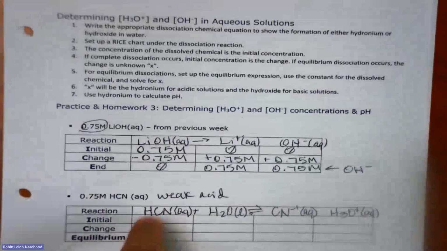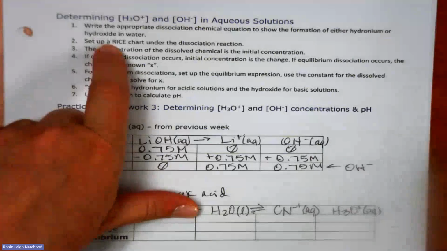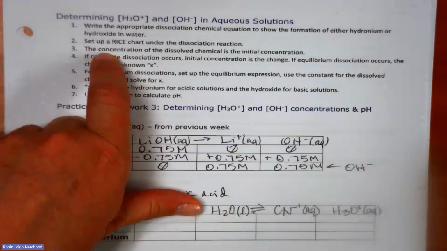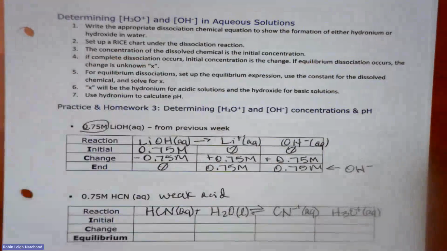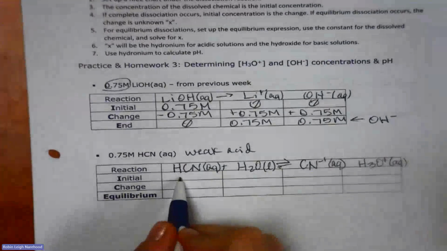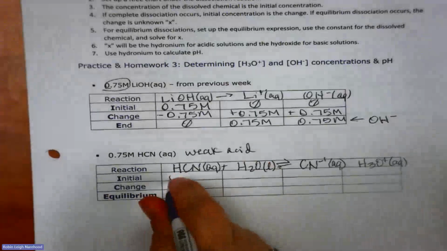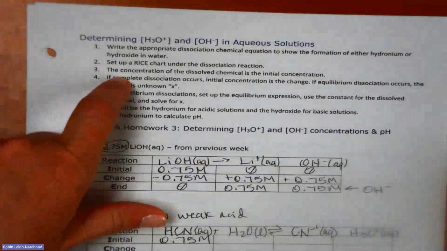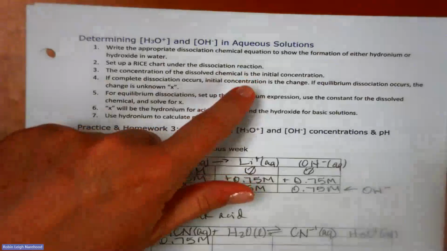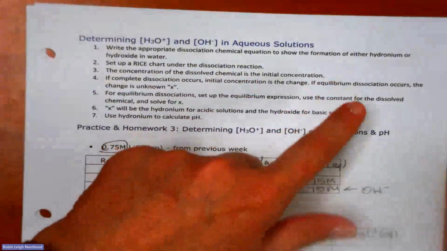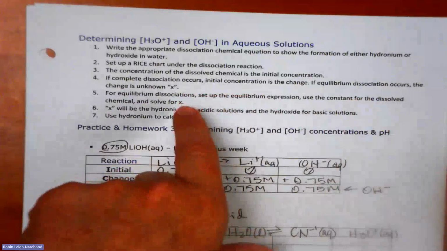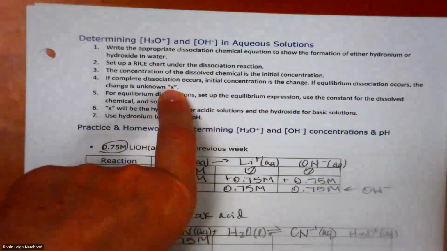Okay. Set up a chart. I've already set it for you. The initial concentration of your dissolved chemical is your initial amount. And so what would go underneath HCN? 0.75. Okay. If it is complete, then that is going to be your change. If it is equilibrium, is this equilibrium? Yes. Then the change will be X.